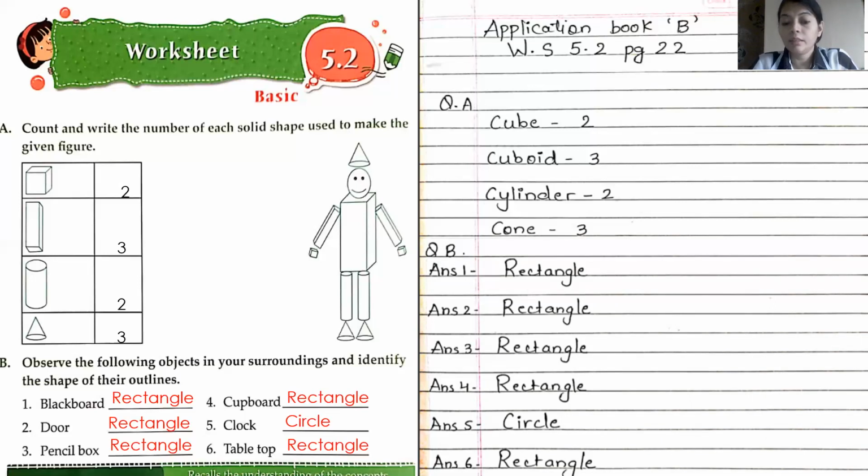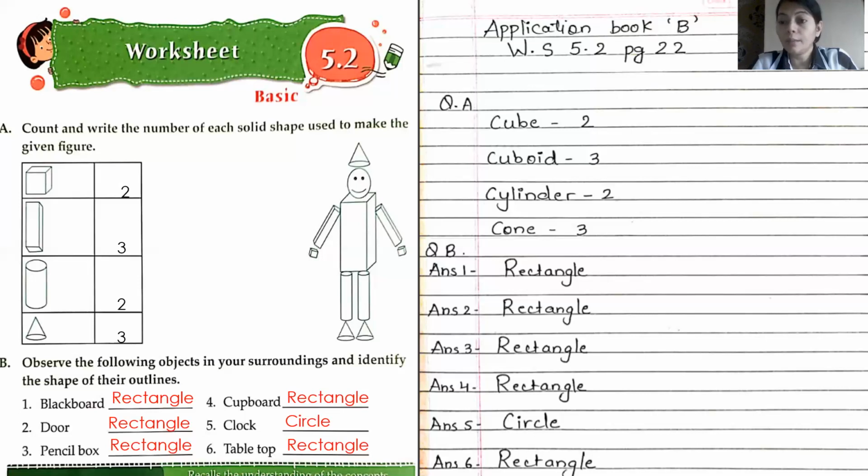Let's see the answer 4. And that is cupboard. And what is the shape? Rectangle. So again you are going to write the answer rectangle, RECTANGLE. Then the answer number 5th, and that is clock. So you're going to write the answer circle, CIRCLE. You're going to write in the same way how teacher has written.